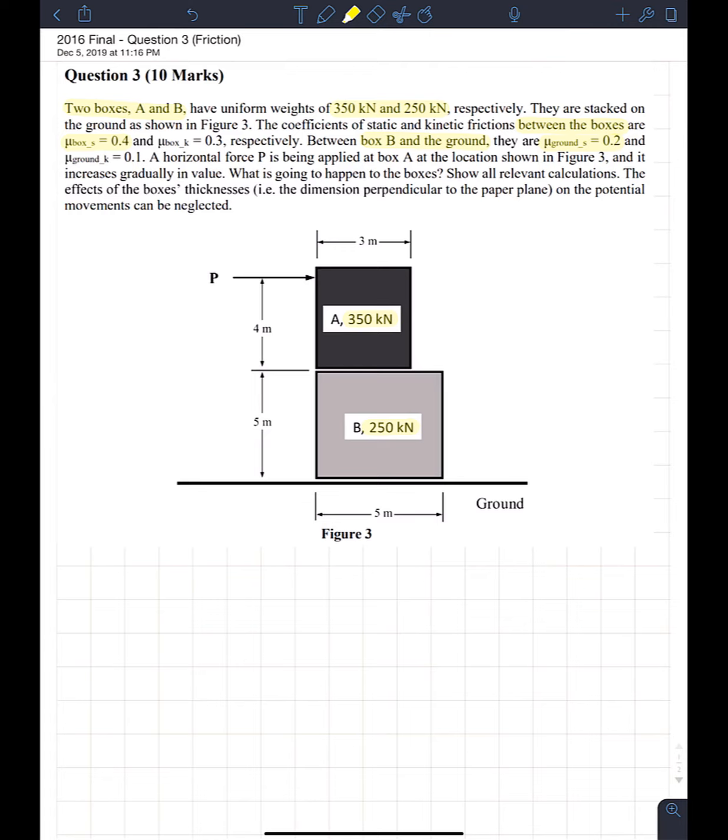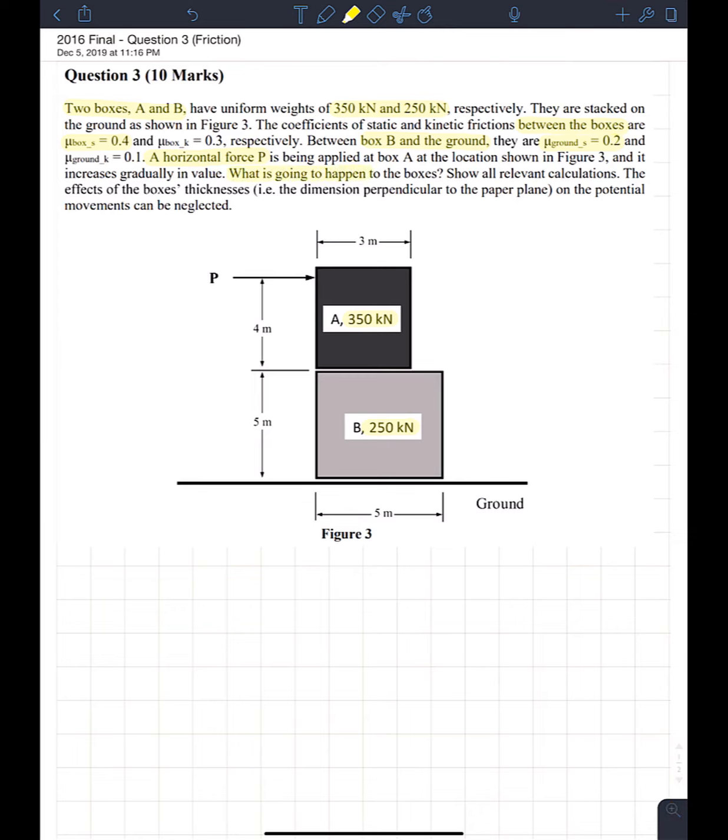We don't need it. And it says, finally, a horizontal force P is being applied to box A as shown in the figure, and it gradually increases in value. So here's the first question. What's going to happen to the boxes? Show all relevant calculations. The effects of the boxes' thickness, so the dimensions into the page, are negligible.